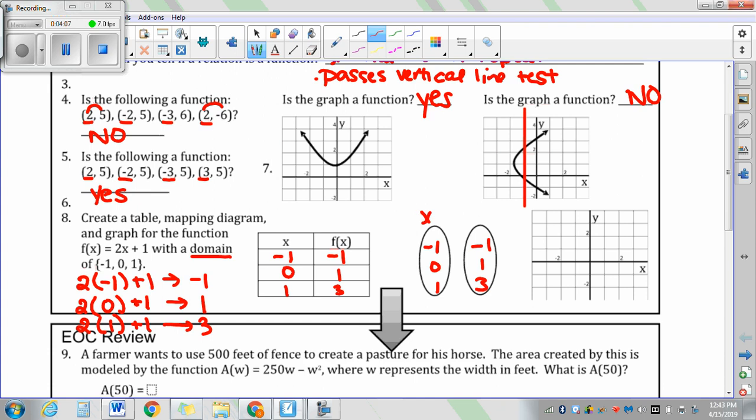For my function, I'm going to put in my domain and my range, right? My x values and my y values, or my x values and my f of x values. And I'm just going to match these up. -1 goes with -1, 0 goes with 1, and 1 goes with 3. When it wants a graph, I'm just going to plot these coordinate points: (-1, -1), (0, 1), and (1, 3). So those 3 methods all say the exact same thing.